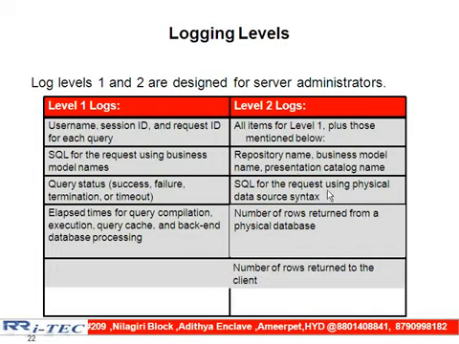Next one is what, sir? SQL for the request using physical data source syntax. Supply to dot calendar, it is saying. Is that a physical table name or not? Yes. Next, number of rows returned from a physical database. That is available. Number of rows returned to the client. That is available. These are the 4 parameters. What extra came?